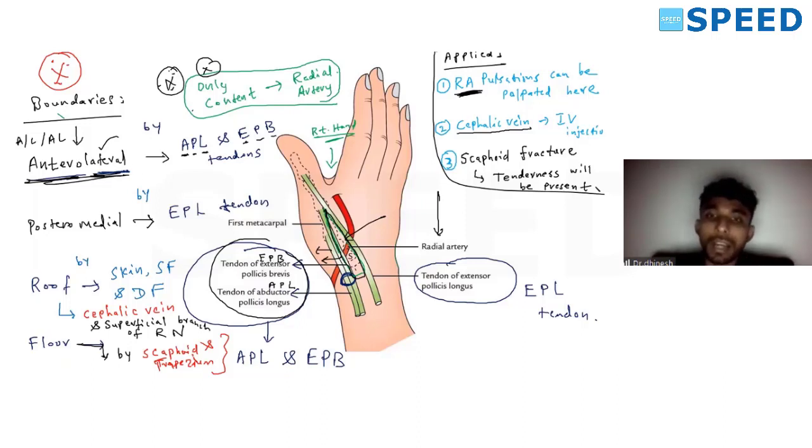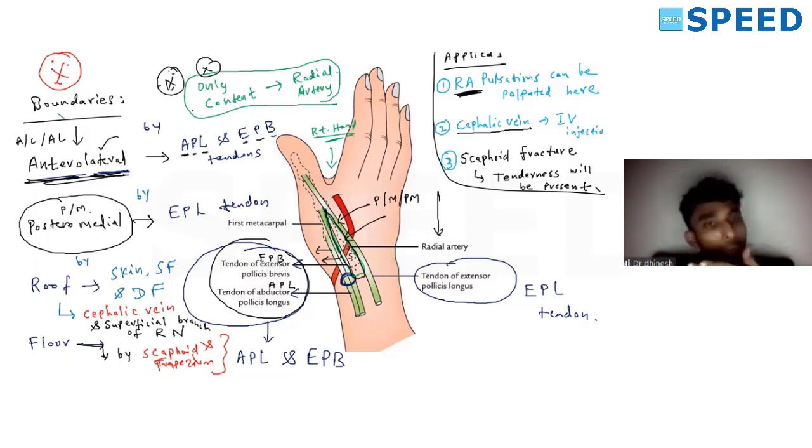Fine. And do you see one tendon here? I am marking it now. This is the posterior or medial or postero-medial boundary of the anatomical snuff box. What is the name of the tendon I am talking about, forming the posterior or medial or postero-medial boundary? Exactly, EPL, extensor pollicis longus tendon.